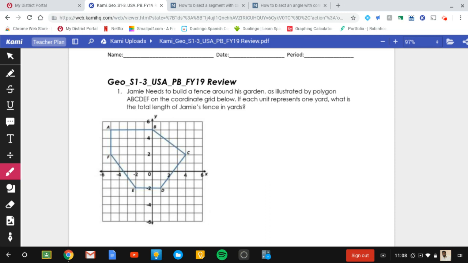Here we go, ladies and gentlemen. This is a review of your upcoming test. If you follow along here and you have a clear understanding of what we're doing here, then you should do very well on the test that you're about to take, which is Thursday and Friday.